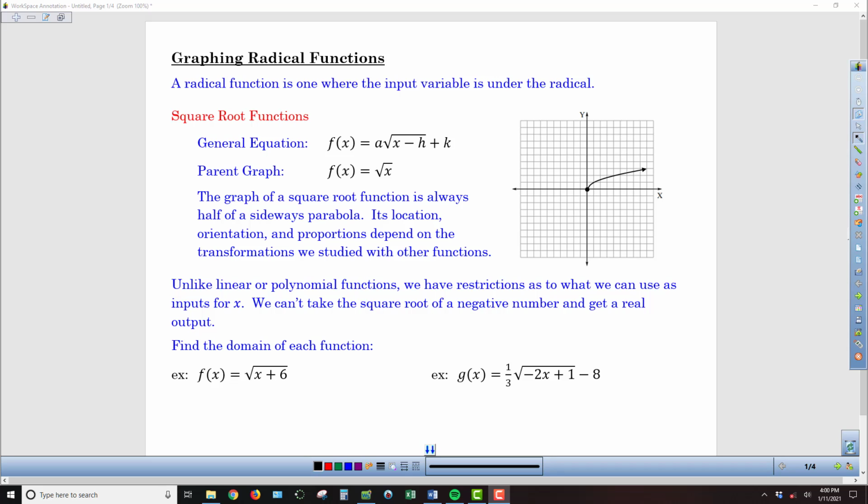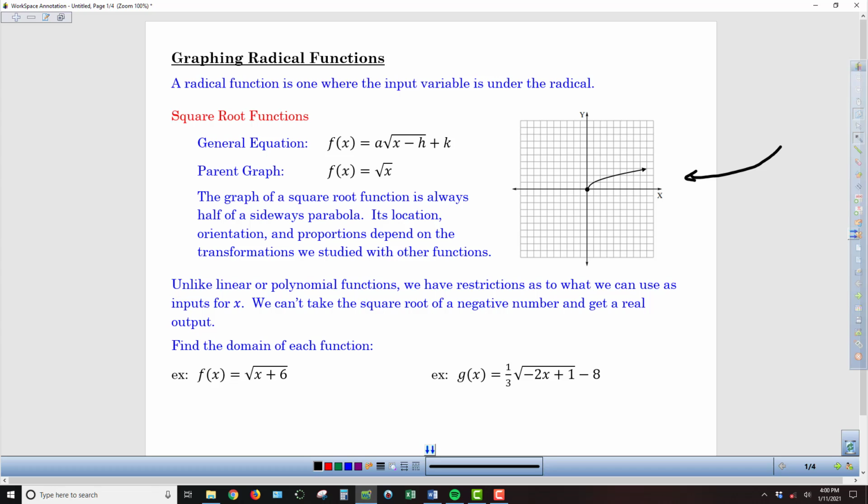Radical functions are functions that have the variable underneath a radical. Now that radical could be a square root or a cube root or a fourth root, and depending on what kind of root it is, the graph is going to look a little bit different. If it's an even root, it's going to look something along the lines of what we see here, where it's half of a sideways parabola.